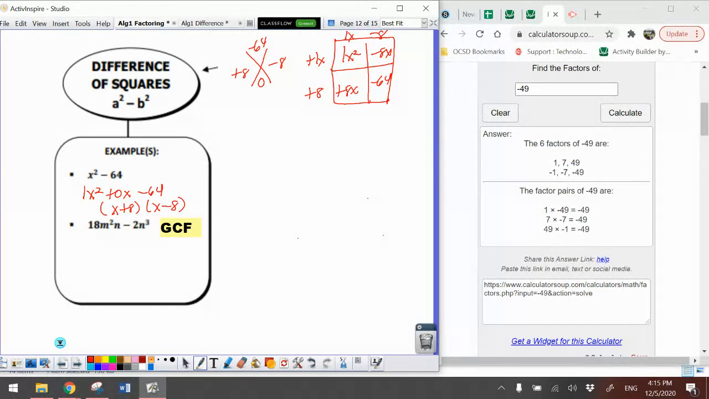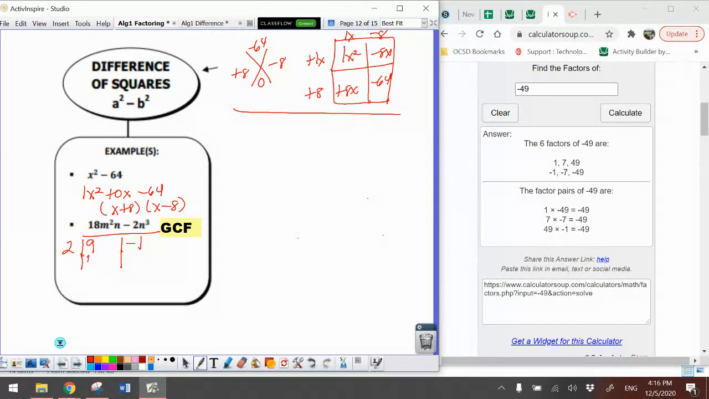Now, this next one may look like a difference of squares because I have just two terms. So maybe I can use this method, but I better take out a GCF first because I see way too many numbers and too many letters. Okay, so let's take out a GCF. So I see the first thing I can do is take out a 2. So 18 divided by 2 is 9. 2 divided by 2 is 1. So there's a negative 1.